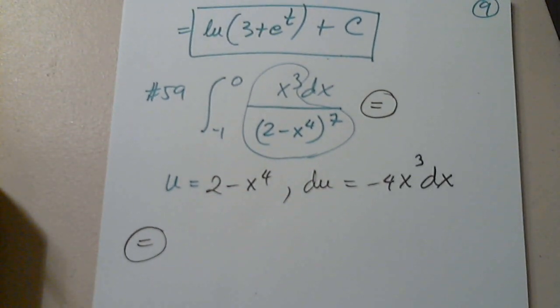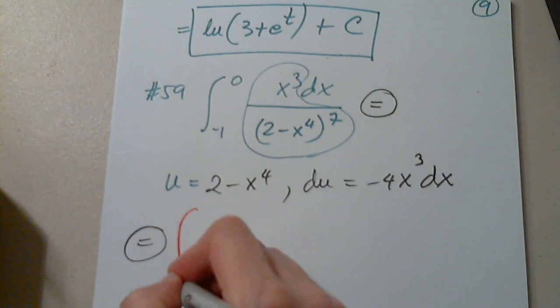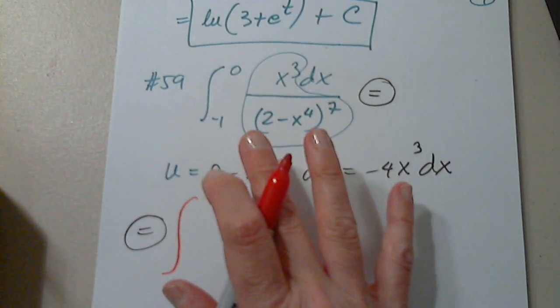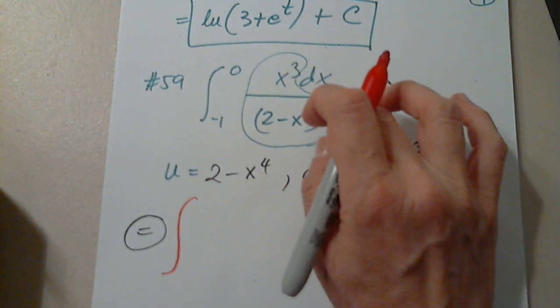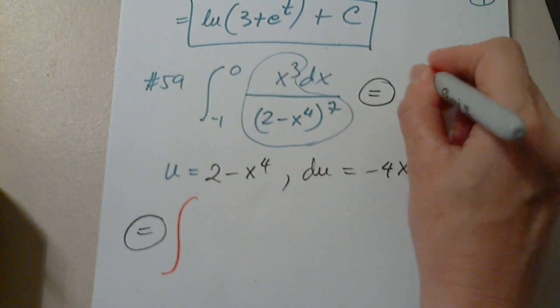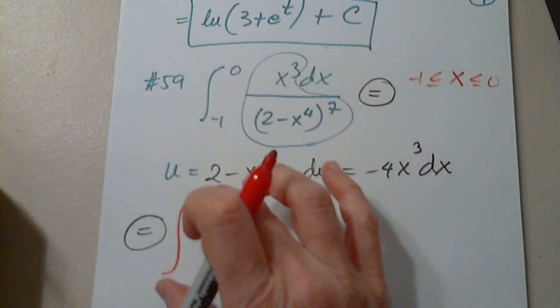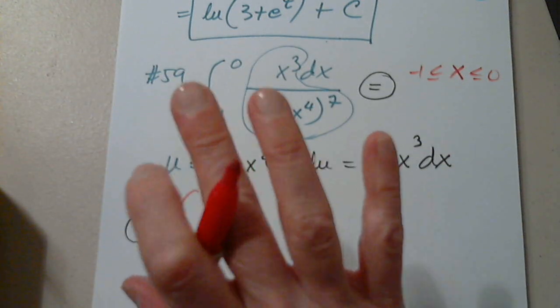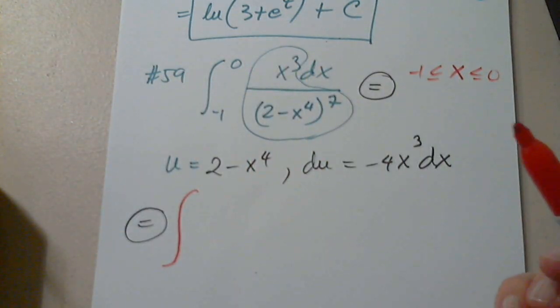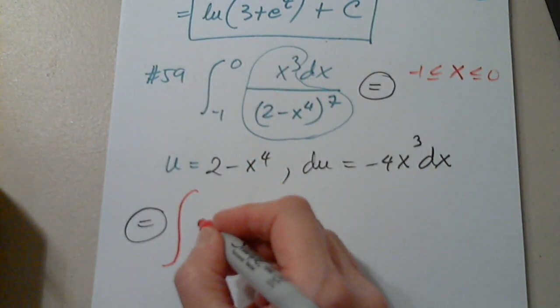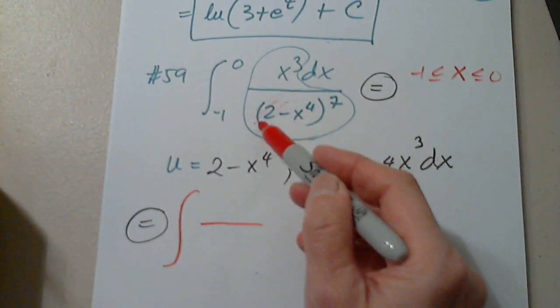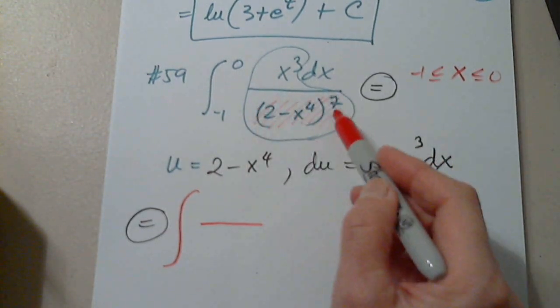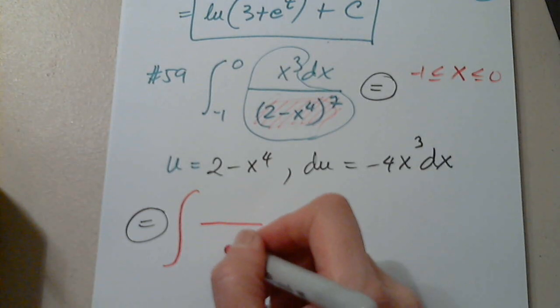So now, let's see what we get. The integral, do not copy the limits of integration. These limits of integration are for x. x is between -1 and 0. Do not copy the limits of integration. Can anyone tell us what this is? What do I replace this by?